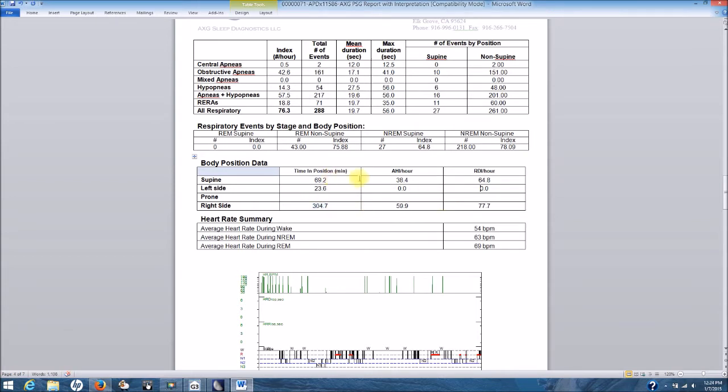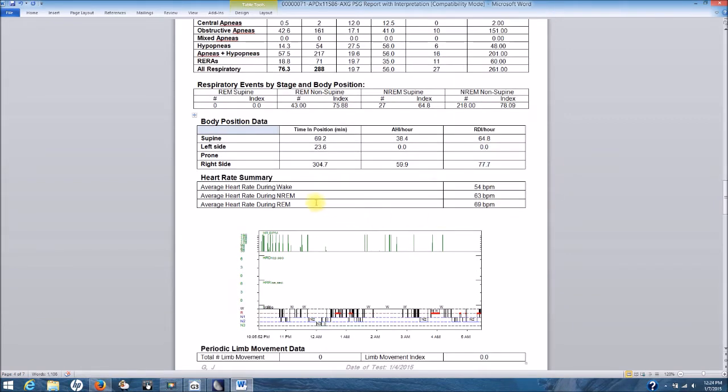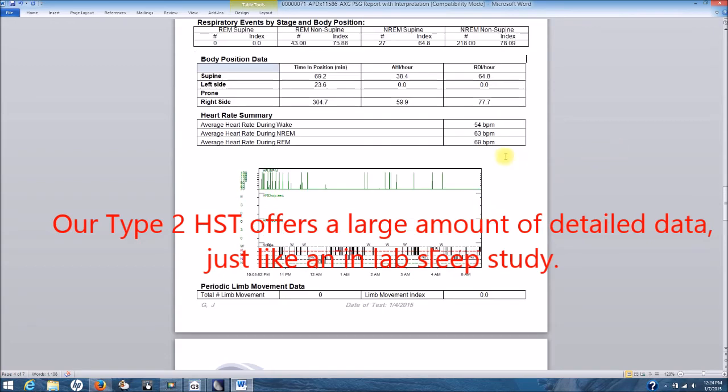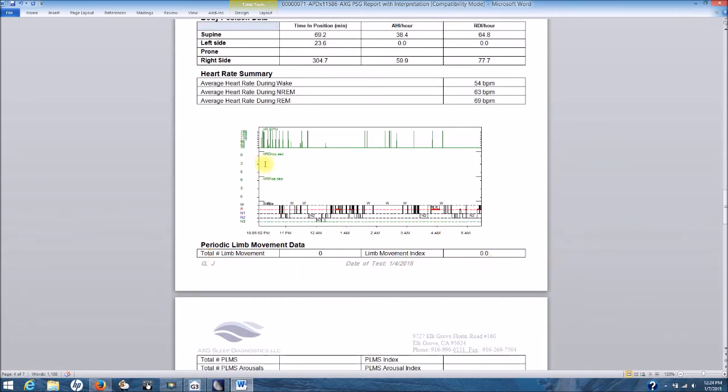But you can see that while he was on his back, his RDI was fairly similar to what it was on his right side statistically, even though it looks like it's lower. We can see right here, we have our average heart rate during wake, average heart rate during non-REM, average heart rate during REM. The other one just gives you average heart rate because it doesn't know REM versus non-REM.